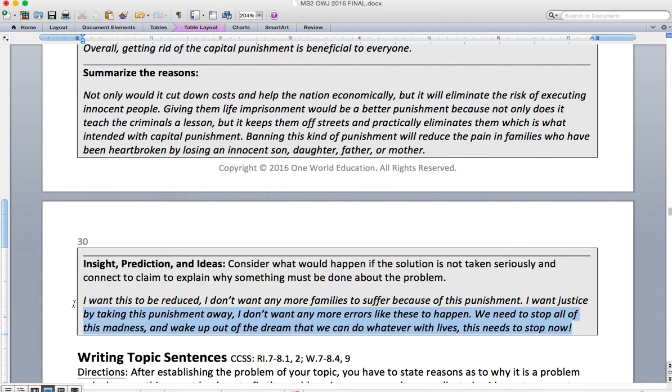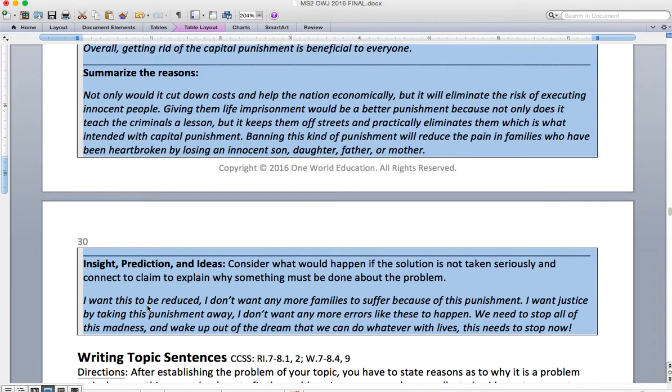Here's an example of that. I want this to be reduced. I don't want any more families to suffer because of this punishment. I want justice by taking this punishment away. I don't want any more errors like these to happen. We need to stop all this madness and wake up out of the dream that we can do whatever with lives. This needs to stop now.